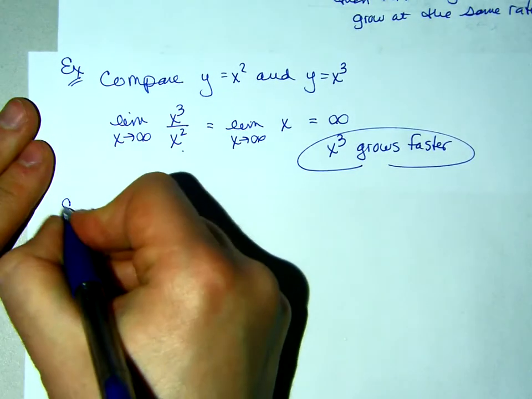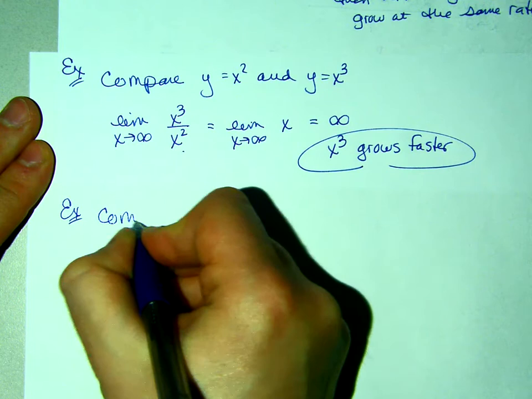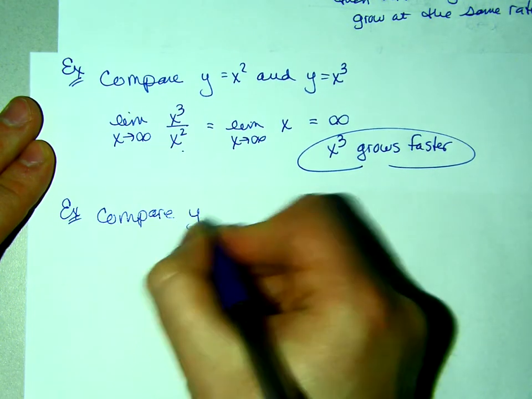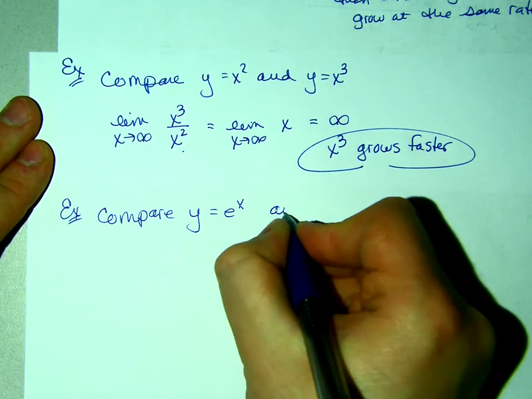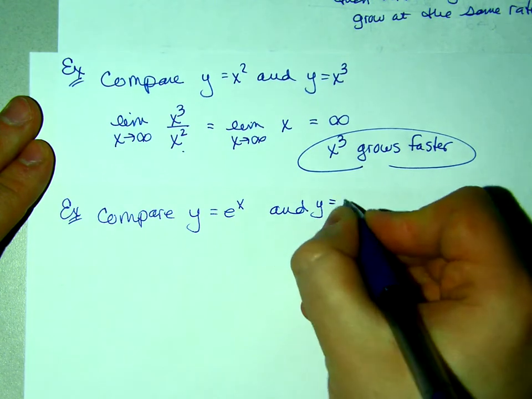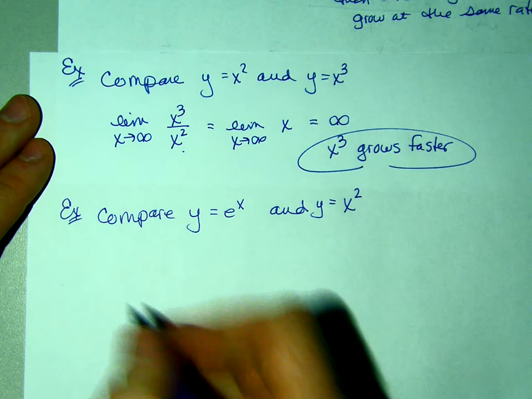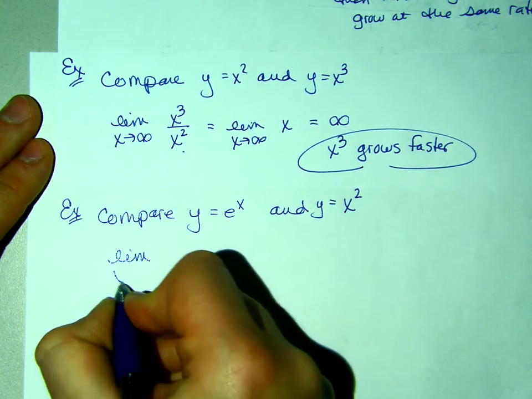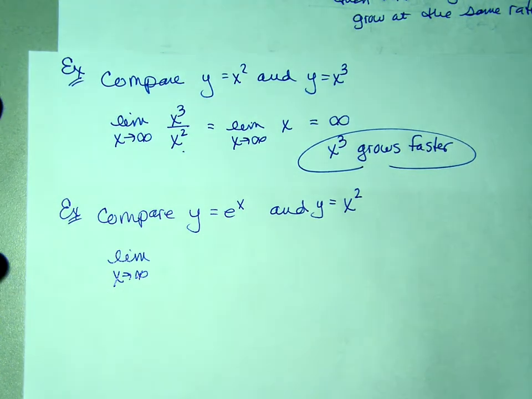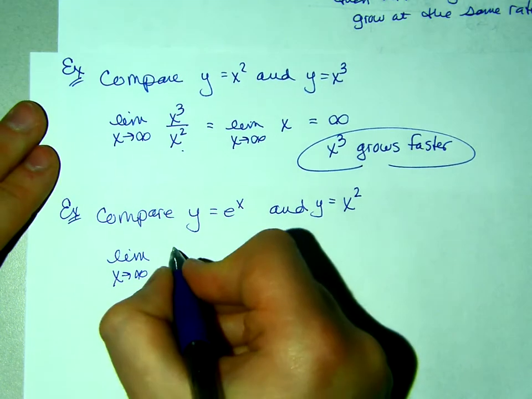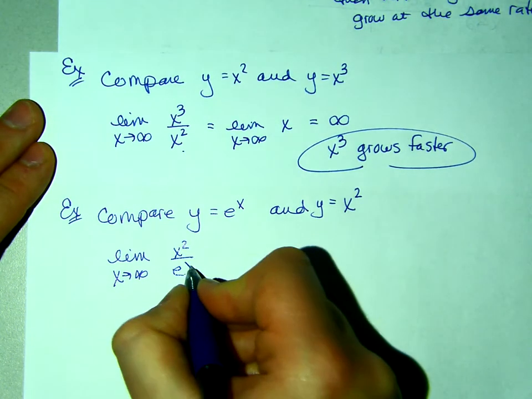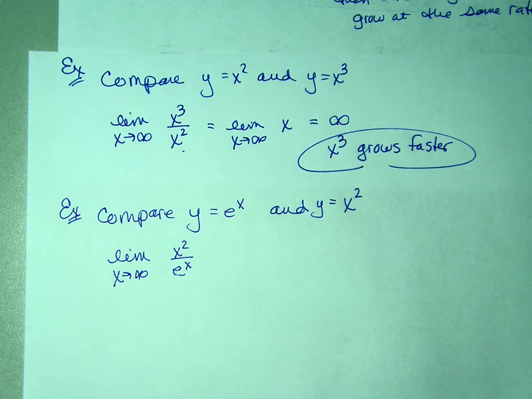Okay. We are going to compare y equals e to the x and y equals x squared. Limit as x approaches infinity. What do you want to put up top? Okay. If you said e to the x, you wouldn't be wrong. But we'll do x squared up top. What do you got? Infinity over infinity.